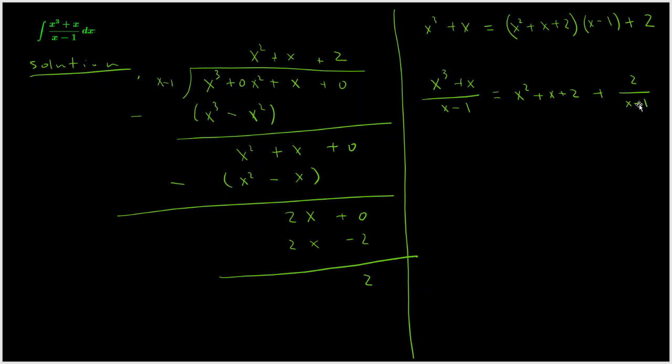You see on the right hand side, you have a polynomial. The underlined part is a polynomial, right? And the double underlined part is a proper rational function, right? So to integrate the given function, all we need is to integrate the polynomial, which is simple, plus the integral of a proper rational function. Both of the integrals on the right hand side are simple.